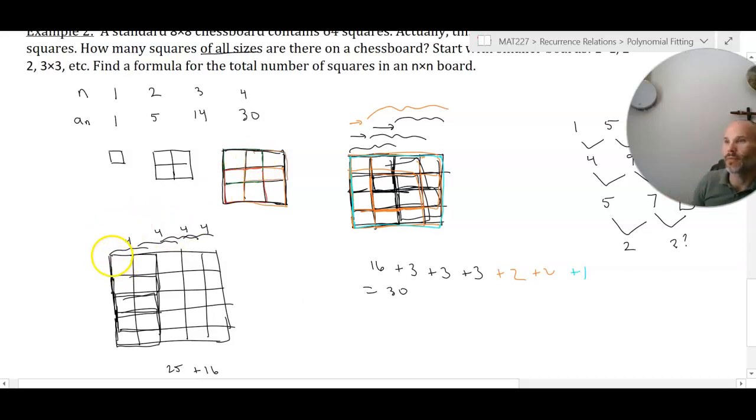Okay, so for 3x3s, let me do some different color. I have a 3x3 here, and we can shift that down twice. There's a 3x3, and there's a 3x3. So I have 3 3x3s in that column. Now if I look at these 3 columns, I'll have 3 more. And then if I look at these 3 columns, I'll have 3 more. So that gives me a total of 9 3x3s. And now I have to look at 4x4s.